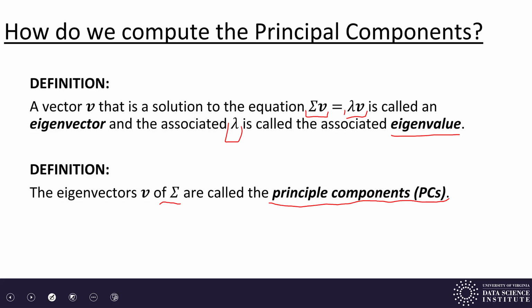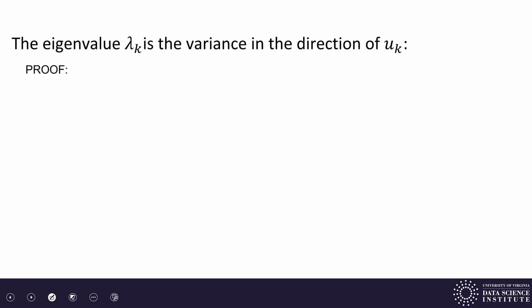Right, we often take principal components as the vectors that point in the direction of greatest variance, which is an okay definition, but it doesn't tell you how to compute them. This definition that we have now on the screen tells us how we could compute them. So there's an important connection here. The kth eigenvalue is going to be the variance in the direction of the kth principal component, which is the kth eigenvector here, which we're calling uk.